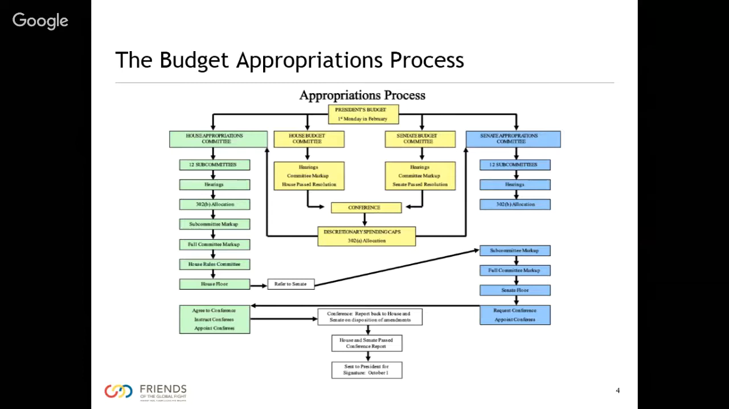The budget resolution sets the total level of discretionary funding, known as the 302A allocation, which you can see right here in the middle of the screen. The bottom yellow box is the 302A allocation for the following fiscal year. Budget resolutions are supposed to be filed by April 15th, although this has been very rare in recent years.